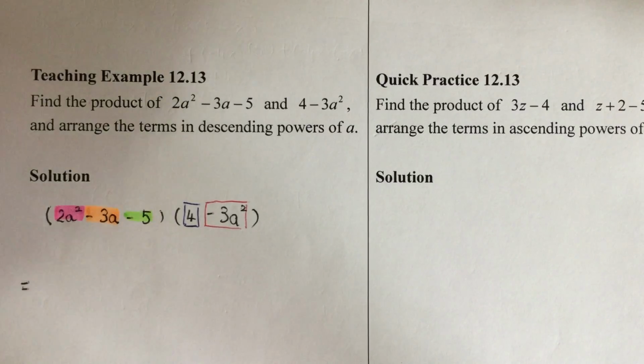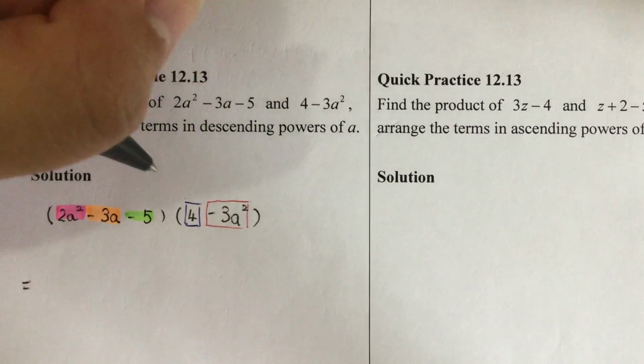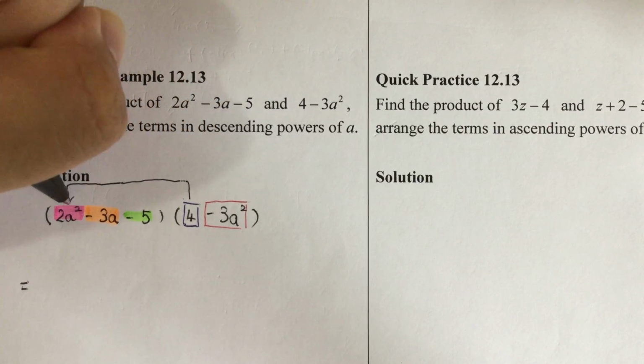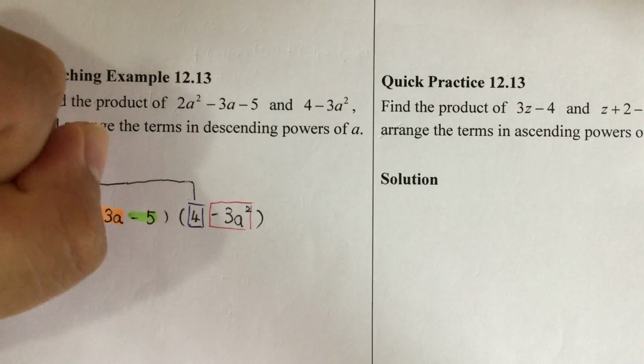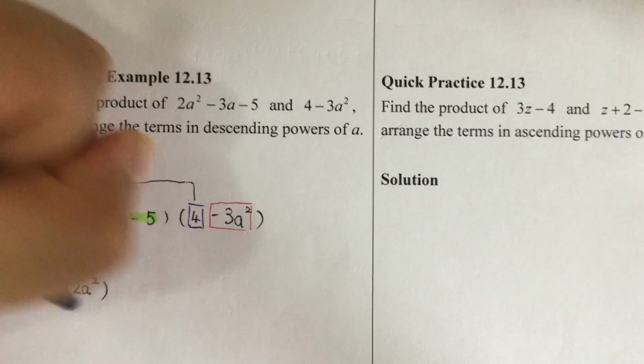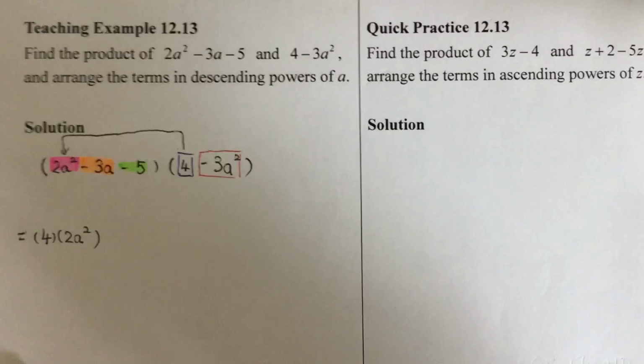First of all, this time we have 2 things. I think that starting from 2 terms is much easier. So the first row I'm going to calculate is 4 times 2a squared. So I write it down: 4 times 2a squared. This is the first term. Okay, I move it a little bit lower.